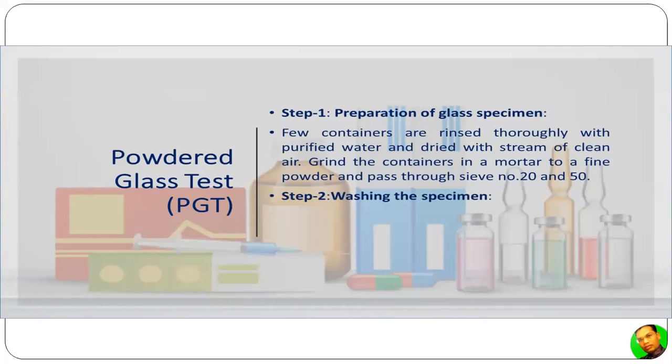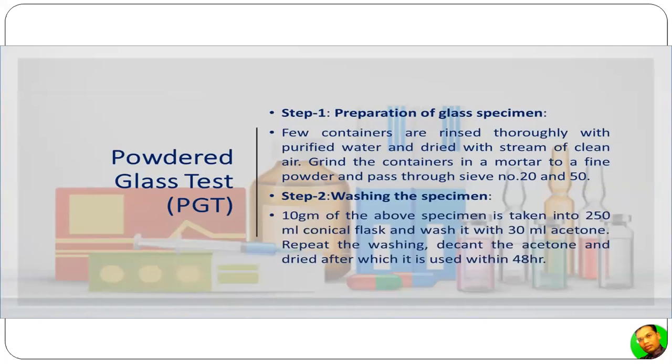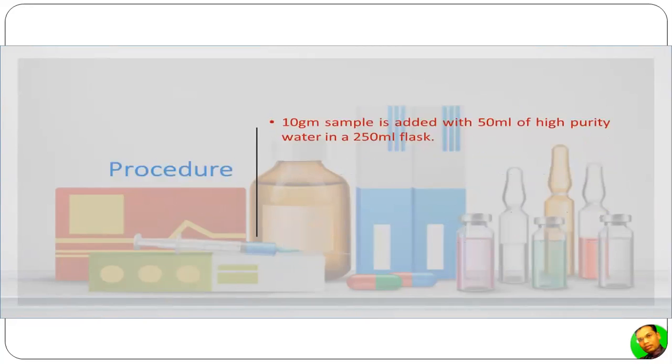Step 2 is washing the specimen. 10 gram of the above specimen is taken into a 250 ml conical flask. Wash it with 30 ml acetone and repeat the washing. Decant the acetone and dry it, after which it is used within 48 hours. So this is the detailed procedure as far as the powdered glass test is concerned.